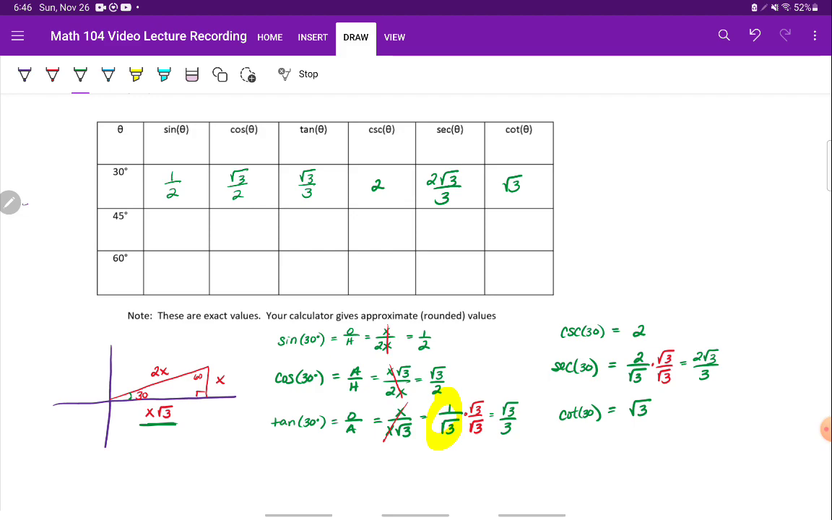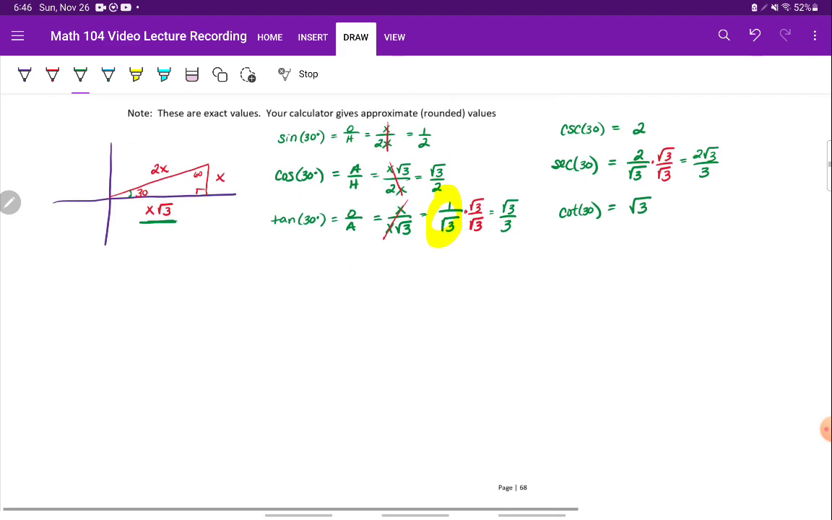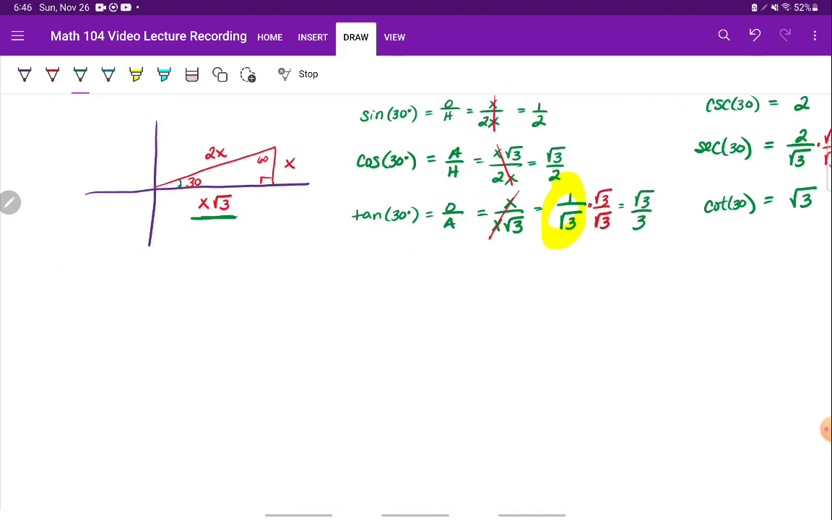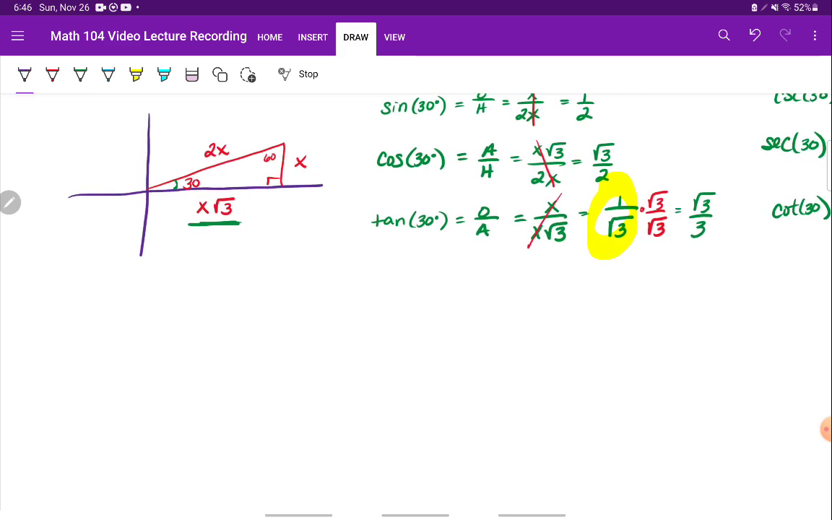We'll do the same type of process this time for theta equals 45 degrees. So drawing my diagram this time with my angle at 45 degrees. And then dropping our perpendicular down to the x-axis, creating a 45, 45, 90 triangle.